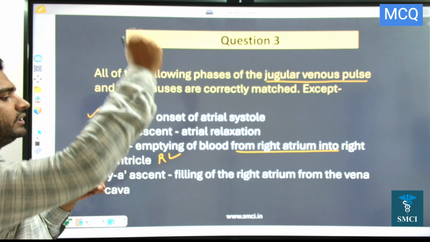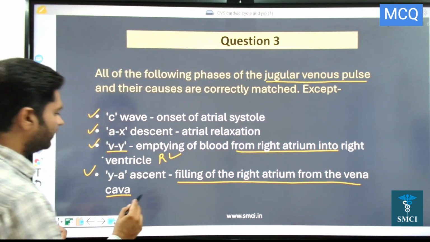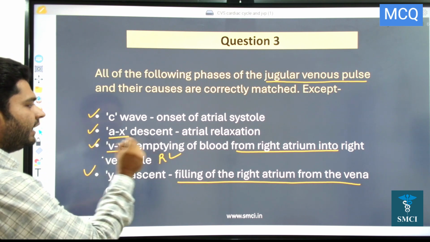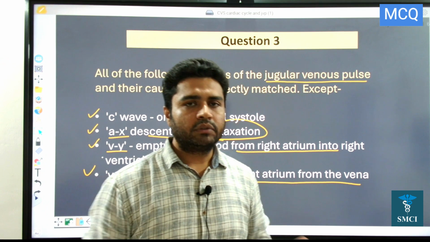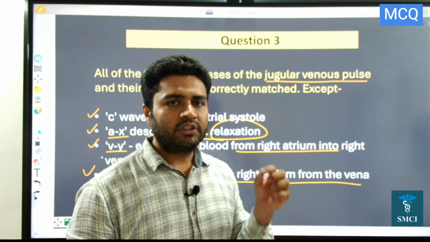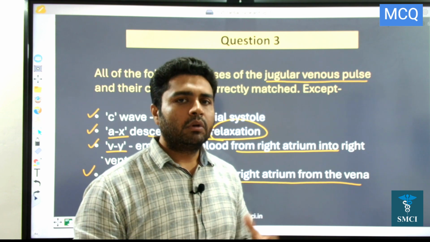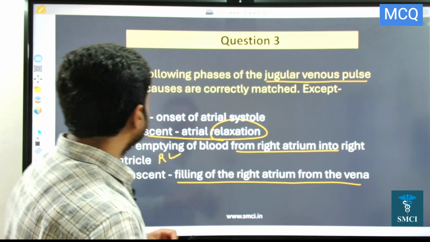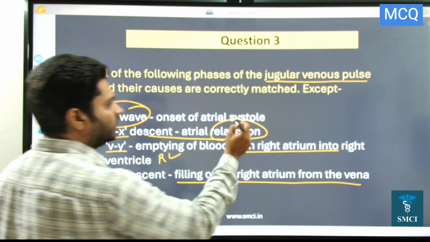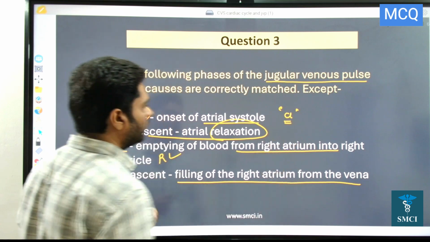YA ascent occurs when there is filling of the right atrium from the vena cava, that is also right. AX descent is because of atrial relaxation, that is also right, as we have discussed. So the first descent occurs because of atrial relaxation, and the second descent appears because of the filling of the right ventricle from the right atrium. So here the C wave statement is wrong, because atrial systole will result in the A wave and not the C wave.